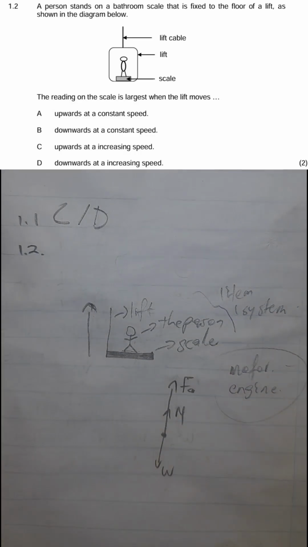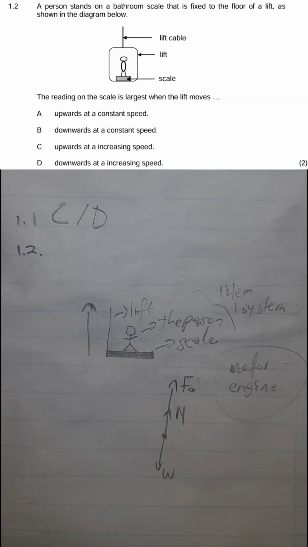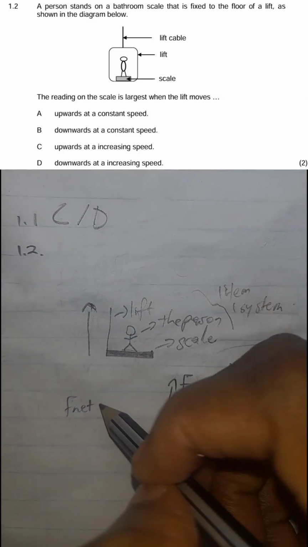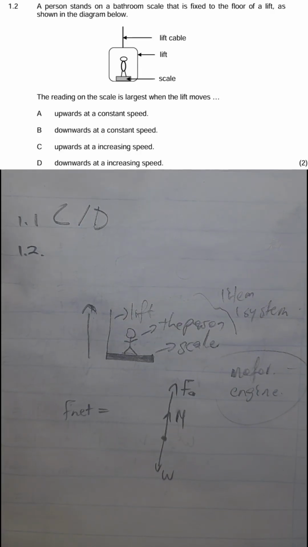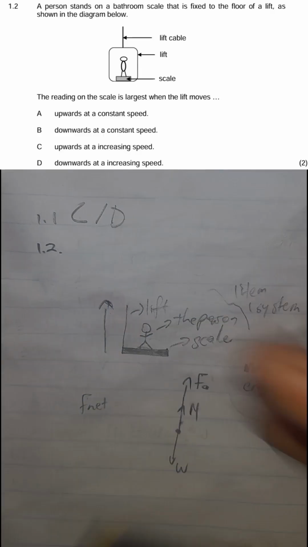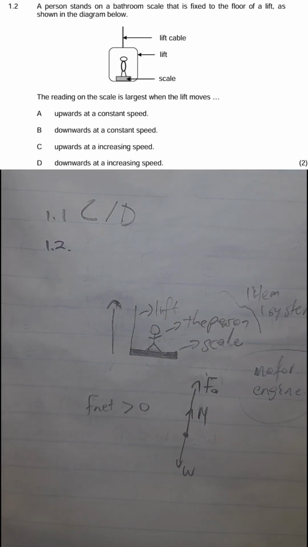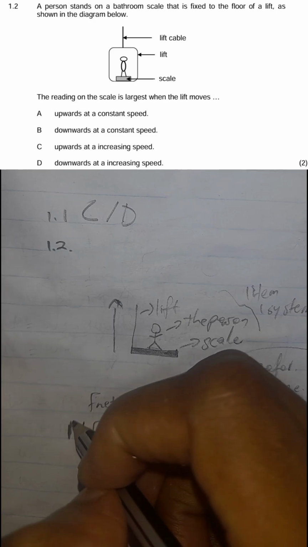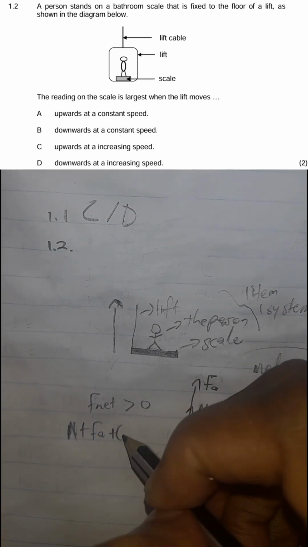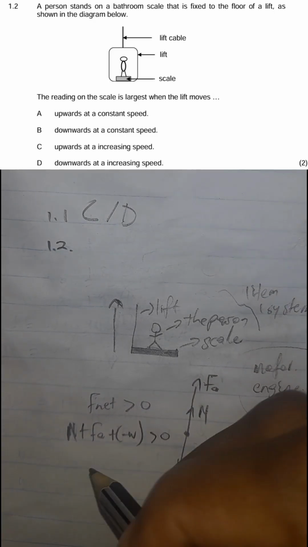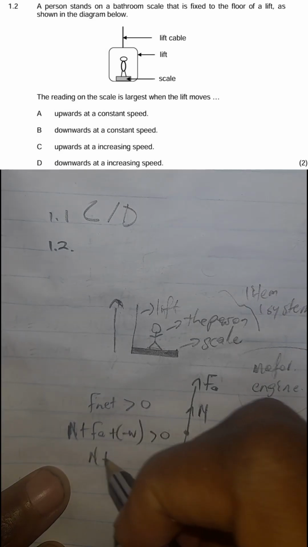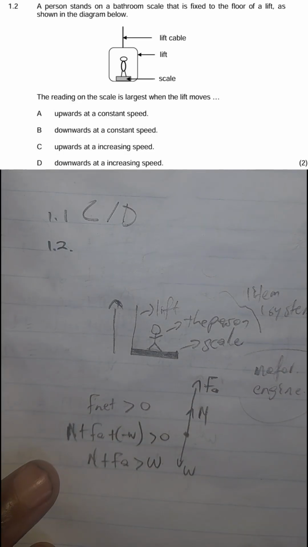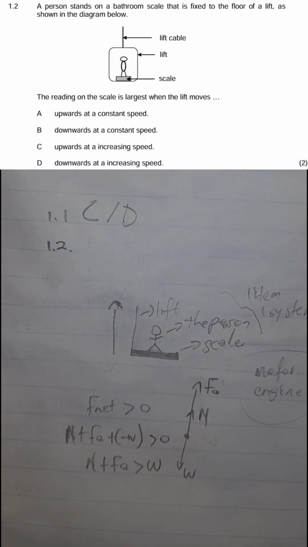Now the F net is not equal to 0. F net is actually greater than 0. So let me just say greater than 0. We have the normal force plus that force, which I'll call FA, minus weight, is greater than 0. That means the normal force plus FA, the force applied, is greater than weight.